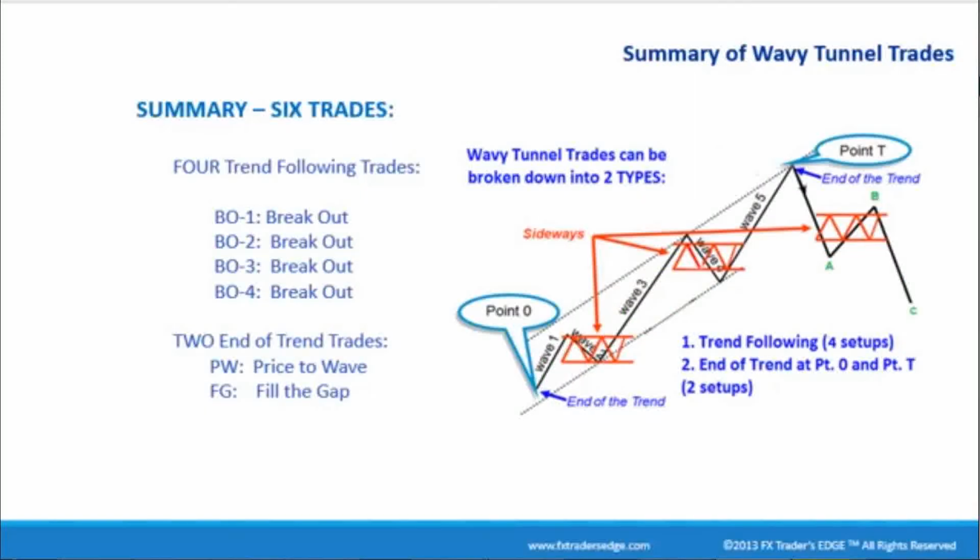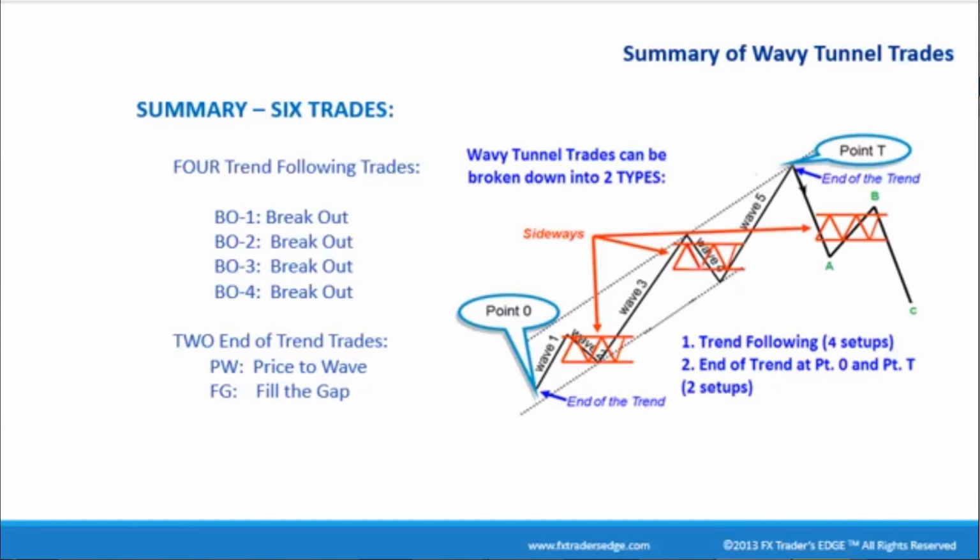In conclusion, we have 6 wavy tunnel trades, which we will go into much greater detail in the next modules. The 4 trend following trades include the breakout trades, breakouts 1, 2, 3, and 4. And the breakout trades, as it happened, can correspond to the equivalent waves. So the breakout 1 is typically the start of the wave 1. The breakout 2 is typically the wave 2 pullback of the wave 1.